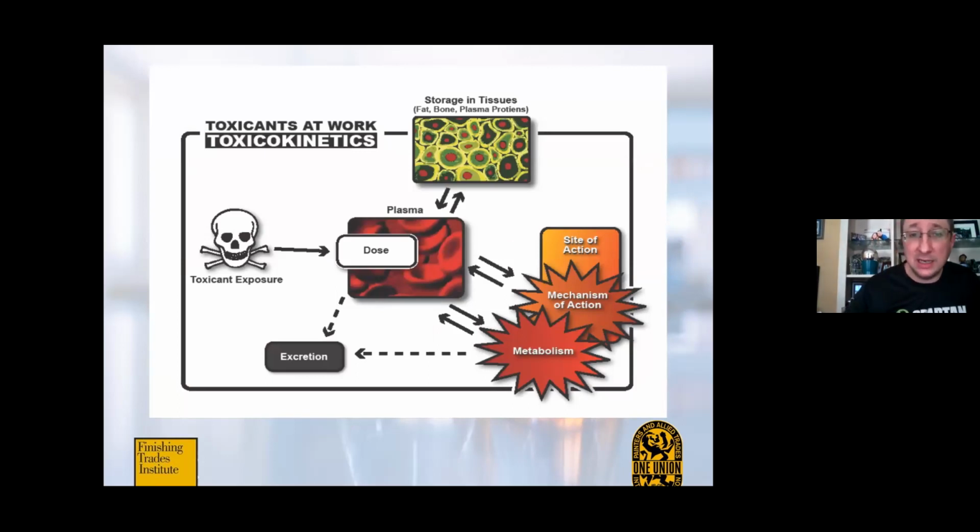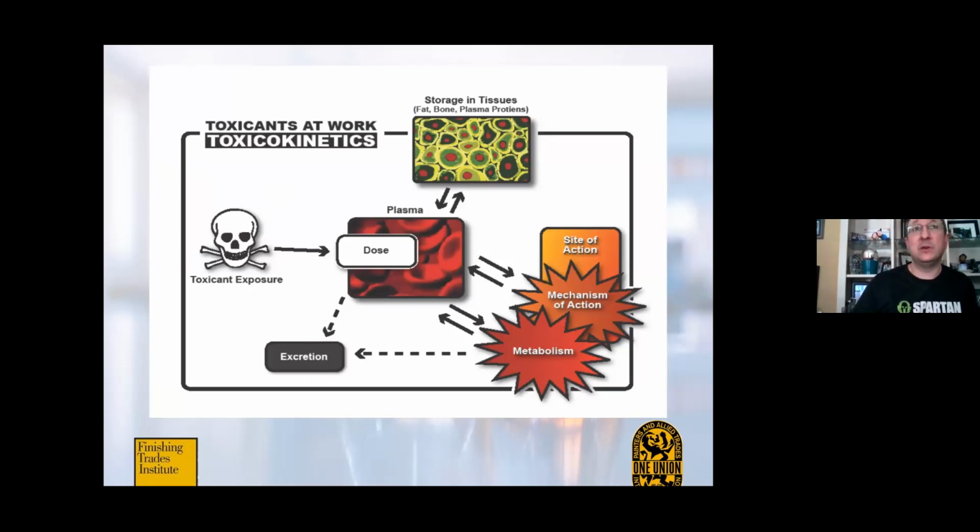So this is a real easy model here that I've got out, a real simple one. Here we've got our skull and crossbones, so we have our poisonous exposure. It goes into our blood, and that's our dose. Right away, it's going to start storing into tissue or plasma, which is the liquid part of our blood. And it's going to come from that storage area, that organ, that tissue, back and forth. Some of it right away is going to be excreted.